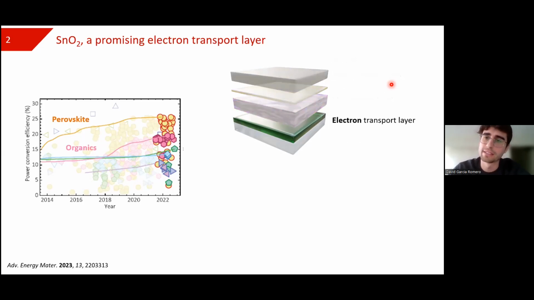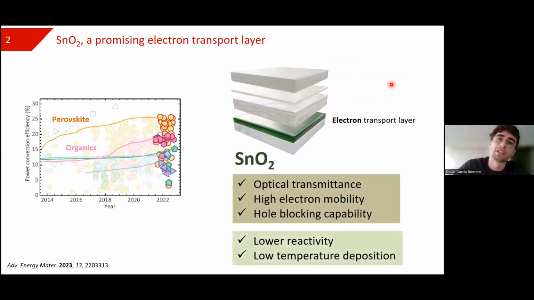So in my case, and for this presentation, I want to focus on the electron transport layer, and in particular on tin oxide. For those who have worked with tin oxide already, its large bandgap allows for high optical transmittance. It provides high electron mobility and hole blocking capability, which is great for an electron transport layer. But compared to other benchmark materials like zinc oxide, it also provides lower reactivity, and it can be deposited through a low temperature deposition process.